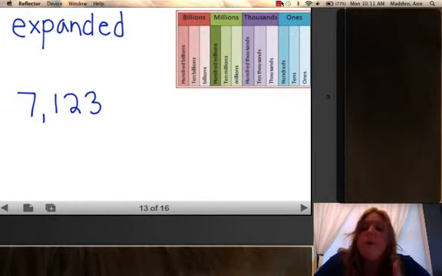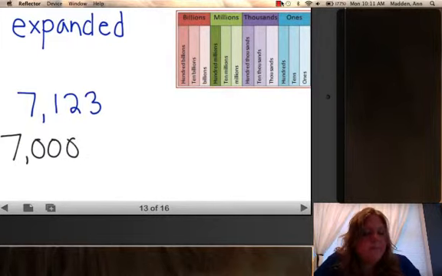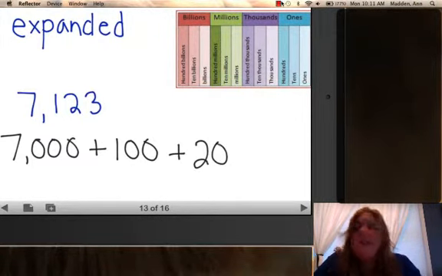Expanded form is the one with all those plus signs in there where you're adding them together, just to show that you know the place value. This is 7,000 plus 100 plus 20 plus 3.